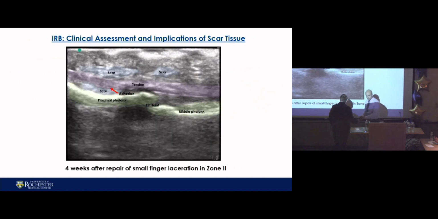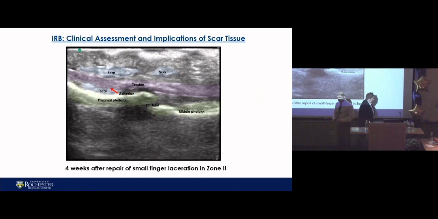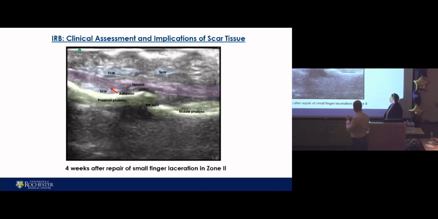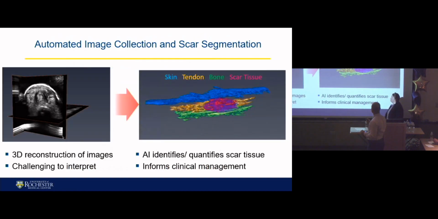So we now have an IRB protocol that's approved, and we started collecting data from actual patients. This is an example from an actual patient. This is an ultrasound video. This is a patient that's 4 weeks out after repair of a small finger laceration in zone 2, very similar to the patient we saw in the beginning. And here we, is it playing?